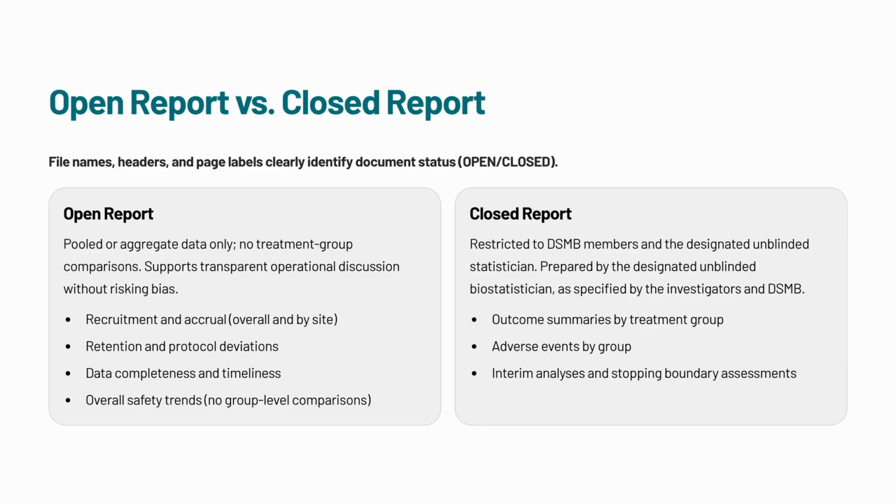Clear file names marked open or closed, along with matching headers and page labels, also help prevent avoidable handling errors before they happen. At its core, the open report helps the study team understand how the trial is running, while the closed report helps the DSMB decide whether the trial should continue as planned, continue with changes, pause, or stop.